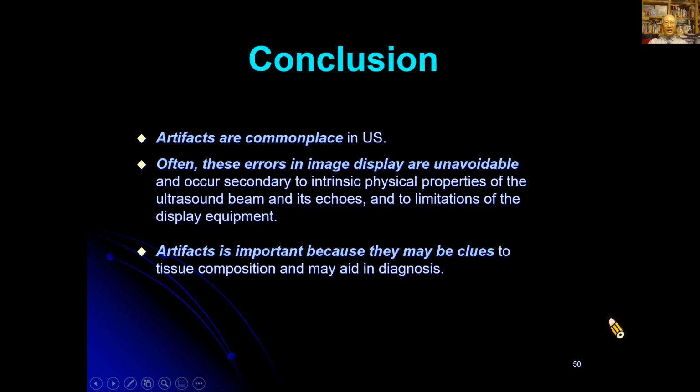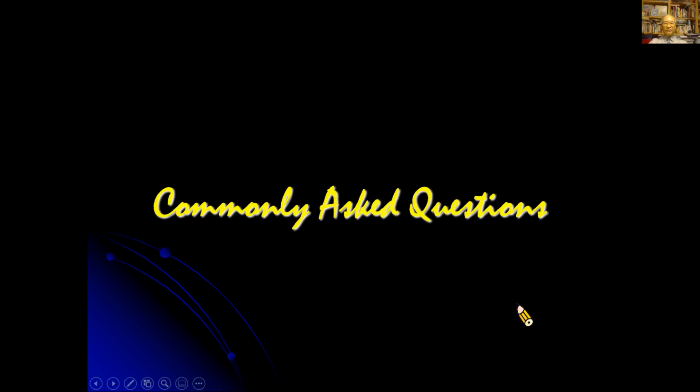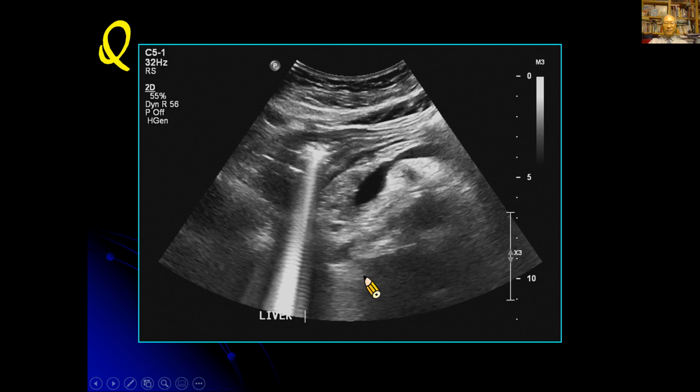So in conclusion, artifacts are commonplace in ultrasound. Often these errors in image display are unavoidable and occur secondary to intrinsic physical properties of the ultrasound beam and its echoes. Artifacts are important because they may be clues to tissue composition and may aid in diagnosis. There are common examples. You know the answer.